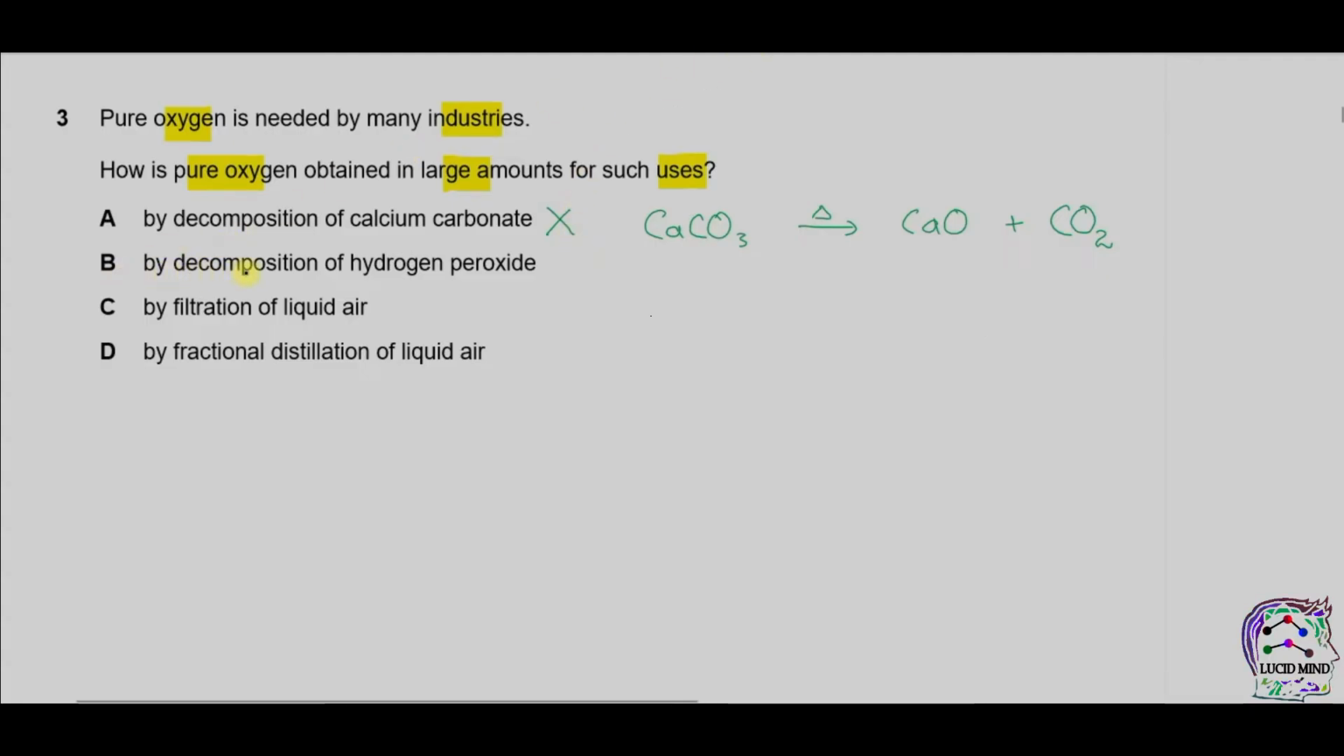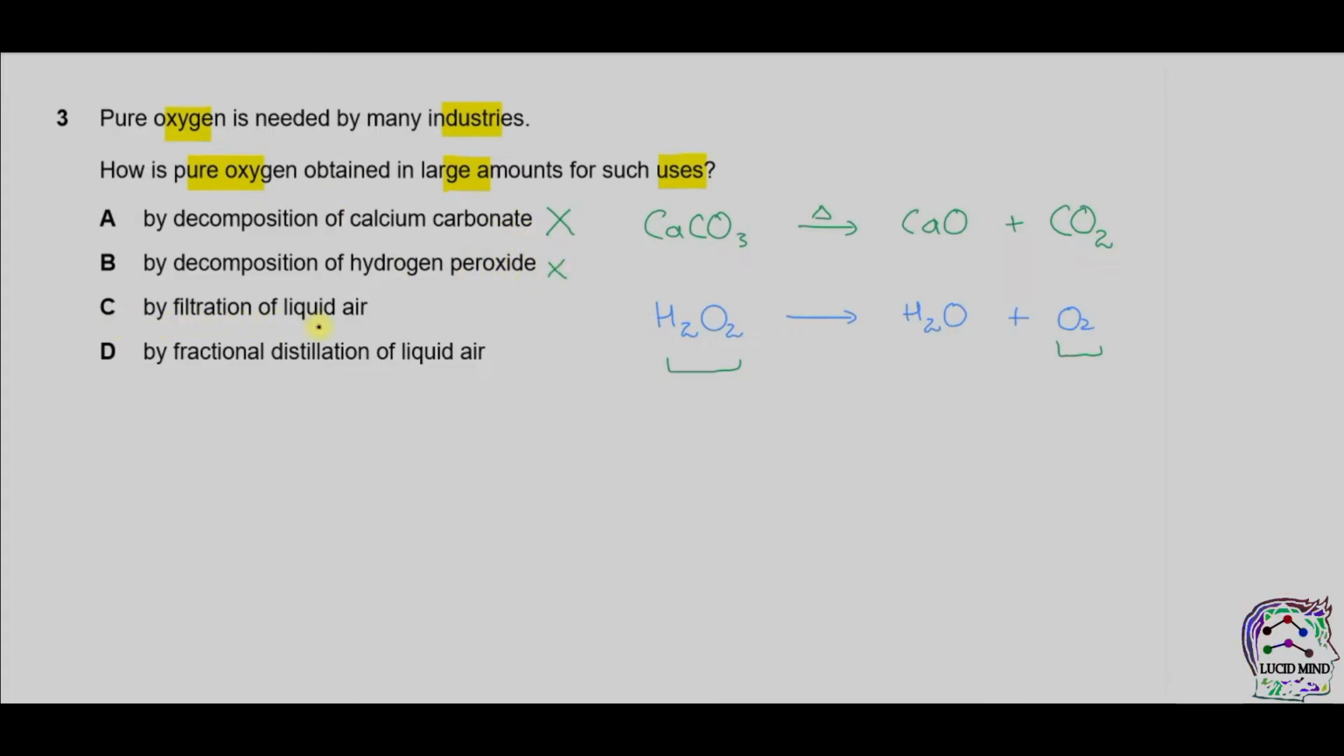In B, we can see by decomposition of hydrogen peroxide. Hydrogen peroxide is H2O2 and it can be decomposed to form water and release oxygen gas. Now this oxygen produced is not in larger amounts, and again we need larger supply of hydrogen peroxide, which is very expensive. So therefore this method is not used in industries.